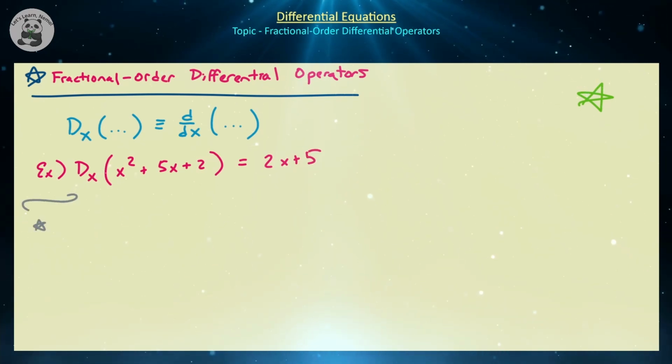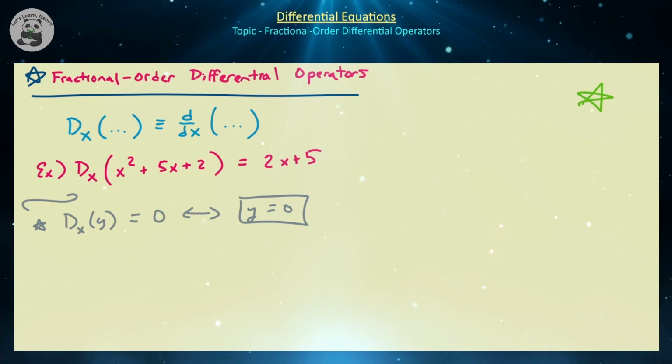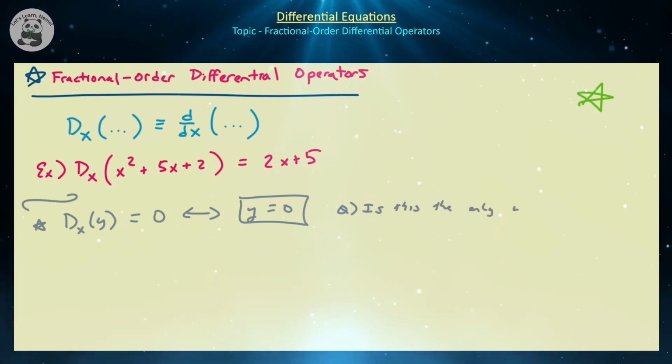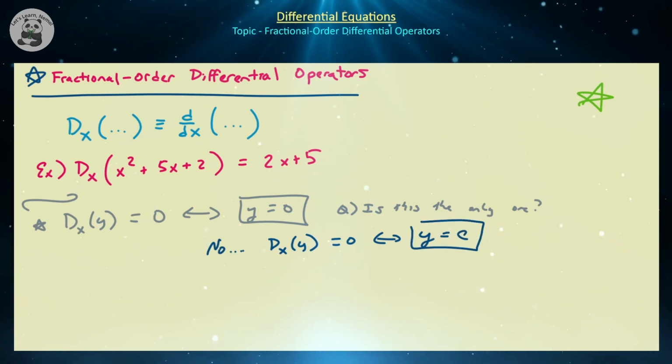So one very important property of ordinary differential operators is that if we have the differential operator of y equal to 0, one can easily verify that y equals 0 is a solution to this operator equation. But the very important question is, is this the only one that satisfies this? No, of course not. Everyone should know, if they've taken single variable calculus, that if the derivative of some differentiable function is equal to 0, then this is only true as long as y is a constant function, right?